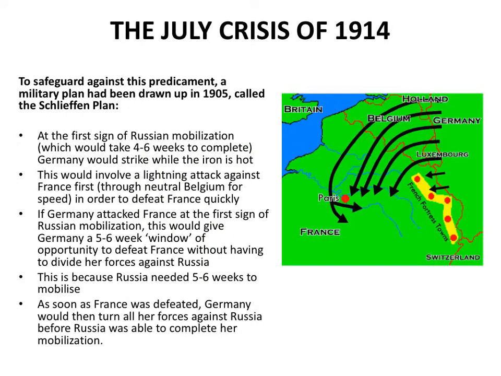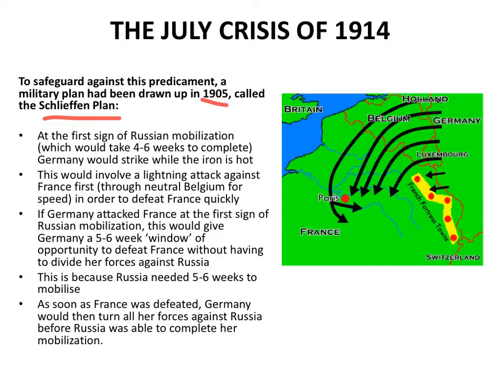So, to safeguard against this predicament, a military plan had been drawn up in 1905 called the Schlieffen Plan for exactly that circumstance. And the basic plan was this. At the first sign of Russian mobilisation, Germany would strike while the iron is hot. She would have to take out France in a lightning attack going through neutral Belgium in order to defeat France quickly, within 4 or 5 weeks.